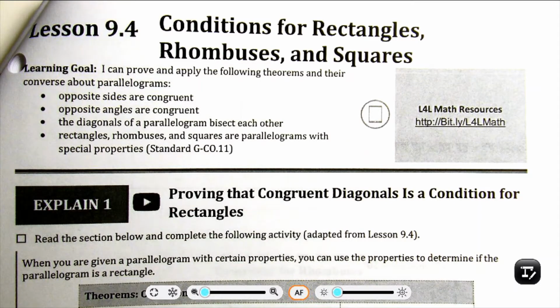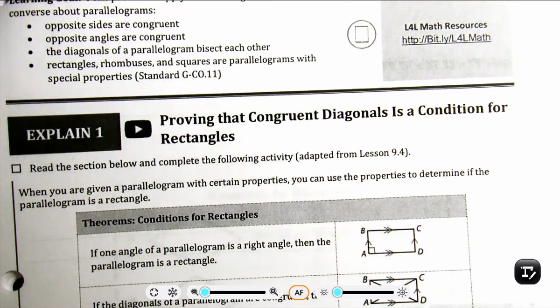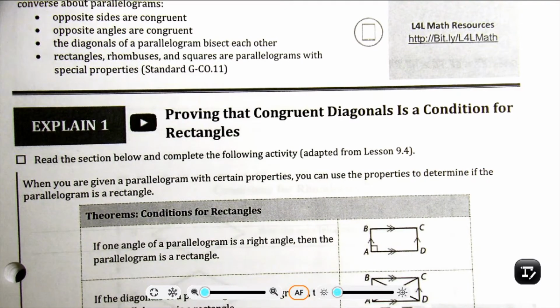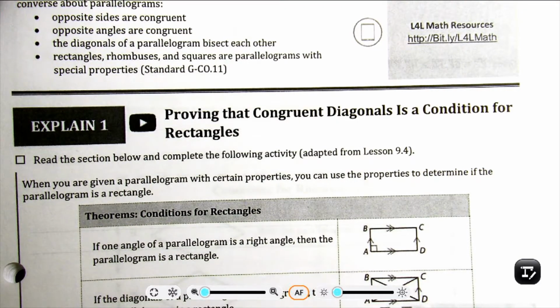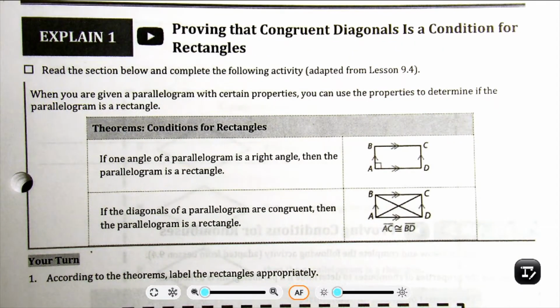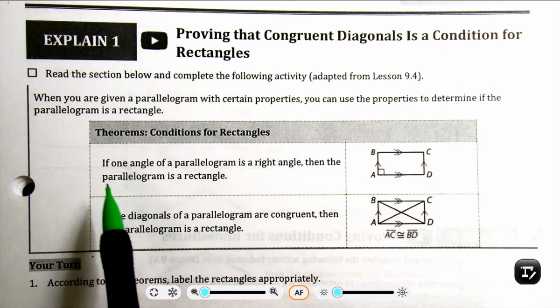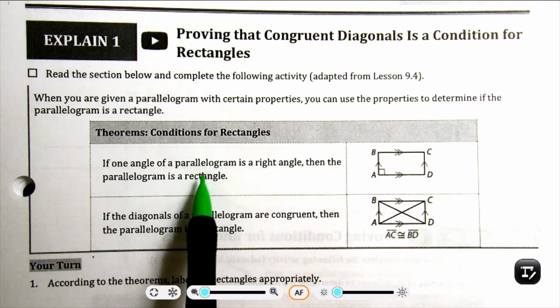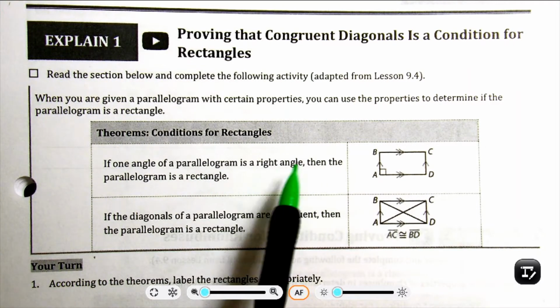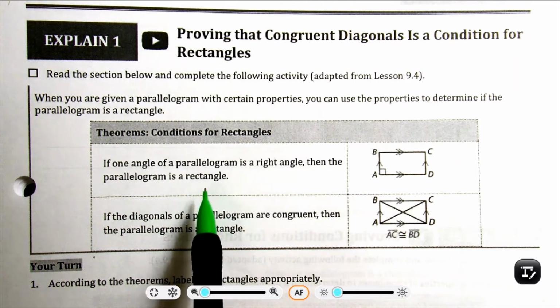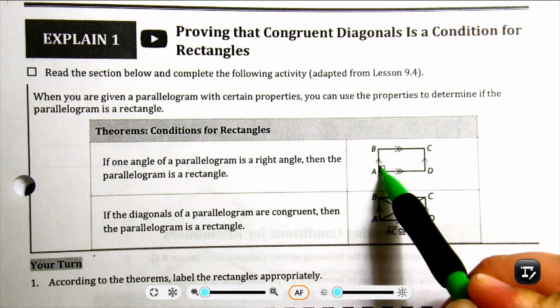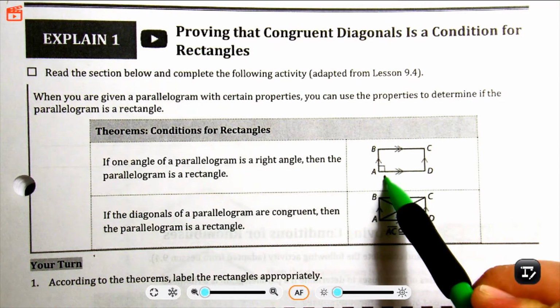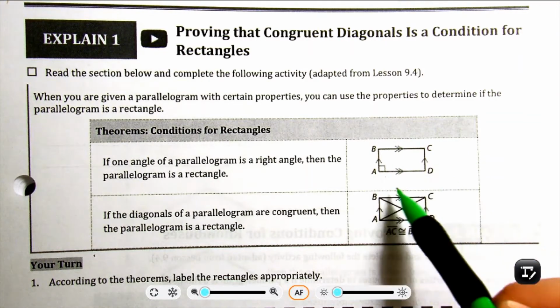To start, we're looking at proving that congruent diagonals is a condition for rectangles. A rectangle is a parallelogram, but it's a special type of parallelogram. These are the two conditions for rectangles. So let's go through each one. If one angle of a parallelogram is a right angle, then the parallelogram is a rectangle. So if we know just one angle is a right angle, that proves that this entire piece is a rectangle.